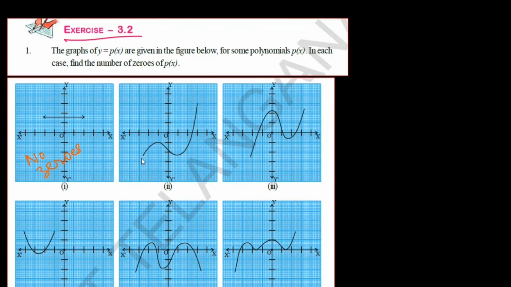Second one, the curve here, the curve is intersecting x-axis at only one point. So this has 1 zero. The polynomial has 1 zero. Third one, the curve here, curve is like this. Curve is intersecting x-axis at 3 points. So this polynomial has 3 zeros.